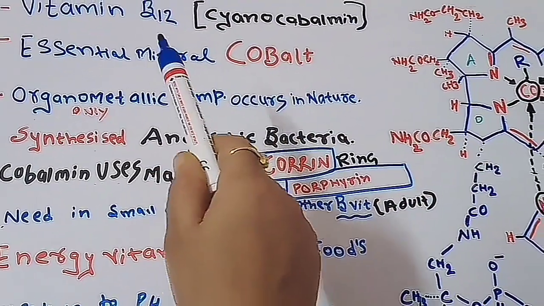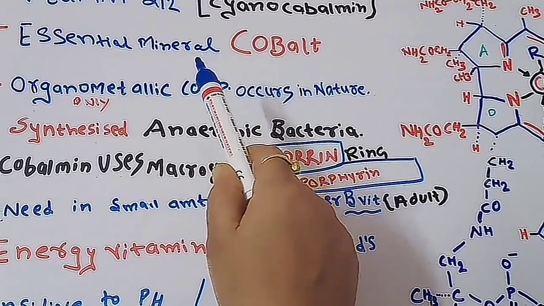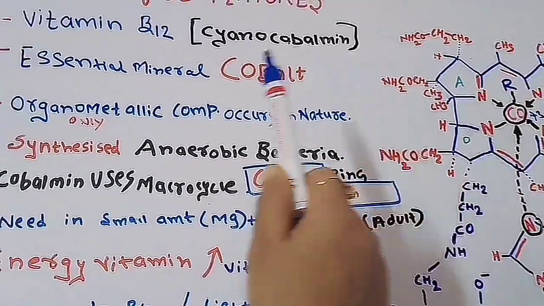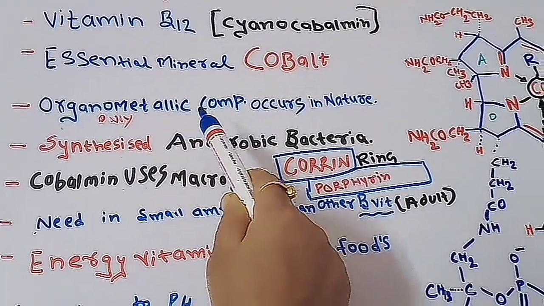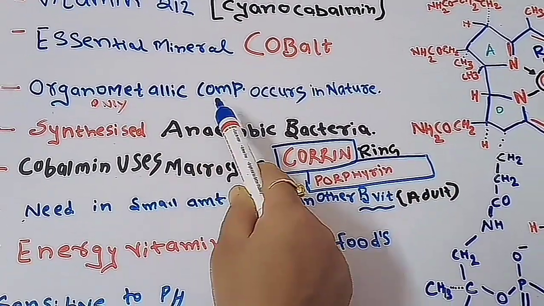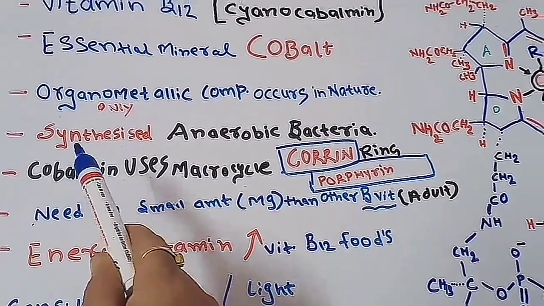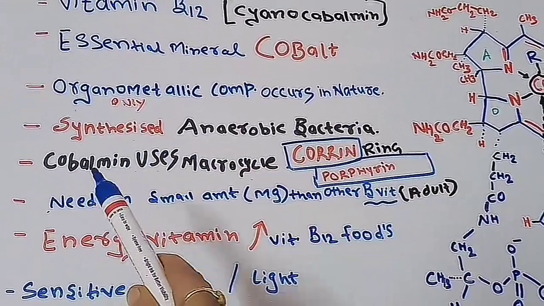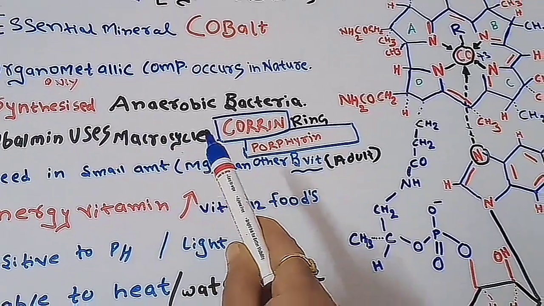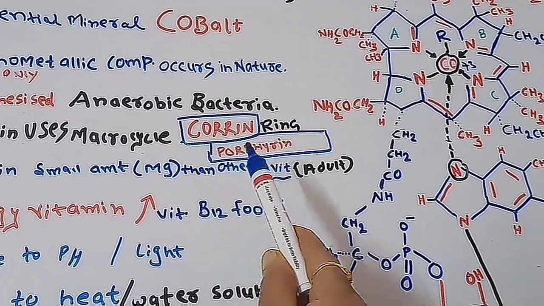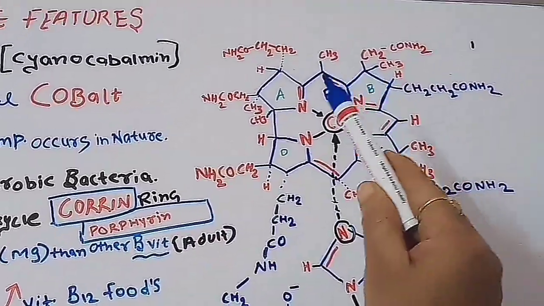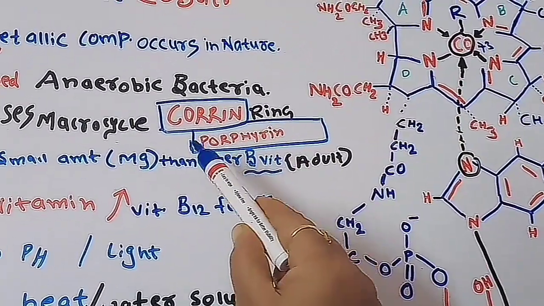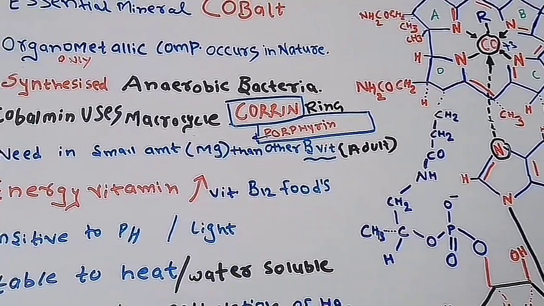It is unique in that it is the only vitamin that contains an essential mineral, cobalt, in the +3 oxidation state. It is the only organometallic compound that occurs in nature. Other organometallic compounds are synthesized in the lab. Then vitamin B12 is synthesized by anaerobic bacteria, and this cobalamin uses a macrocyclic ligand or corrin ring in place of the porphyrin. Means if we see the structure of vitamin B12, it uses the corrin ring in place of the porphyrin ring, which is present in our hemoglobin and other important complexes.